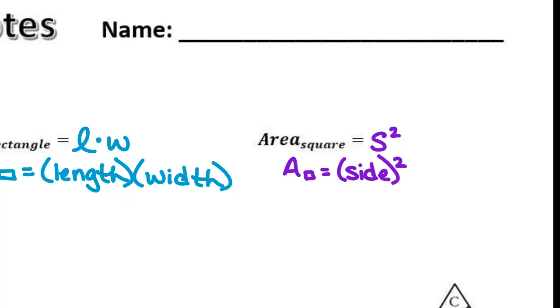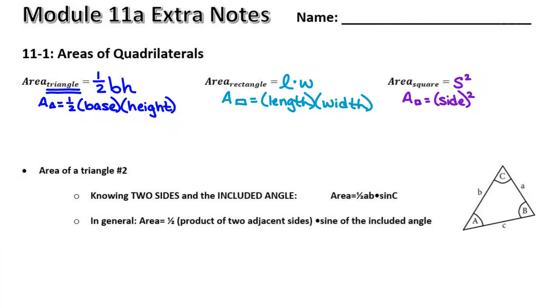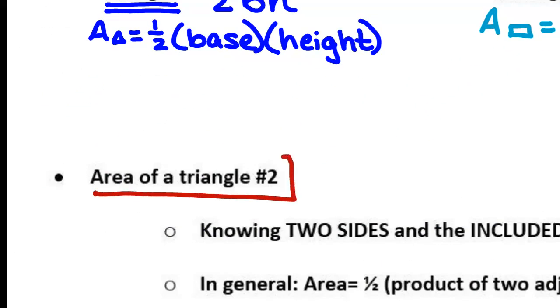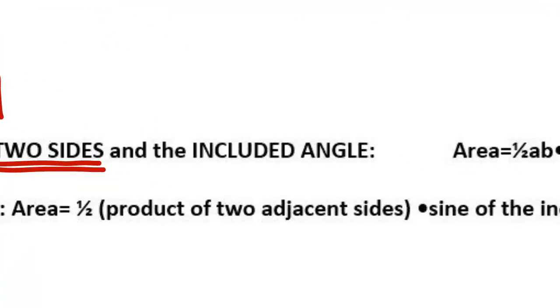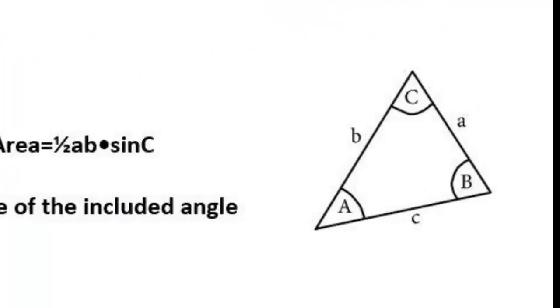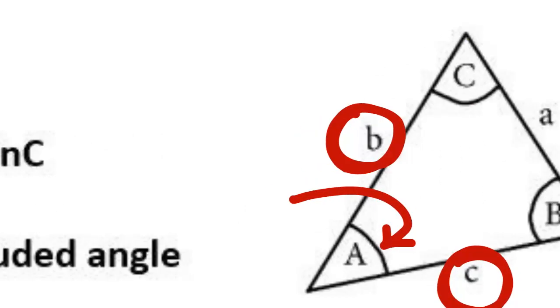All right. Area of a triangle, formula number 2. If we know 2 sides, we don't have the height. Height has to be perpendicular to the base. I just know 2 sides of the triangle, and I know the angle in between them. So say I know these 2 sides. This would be the angle in between them. This is my included angle.